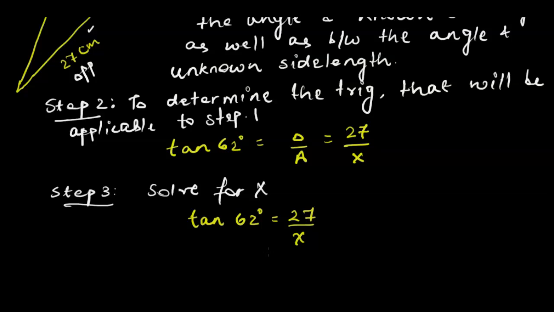Now the next step is just to solve for x. This is the ratio we have. We have to put tan 62 degrees into the calculator. We do not have to press any second function key in this case. We just have to click on the tan button on the calculator, along with that type in 62 degrees, and we would get the value for tan 62 as 1.88, which is equal to 27 over x.